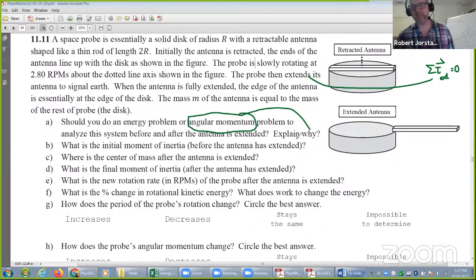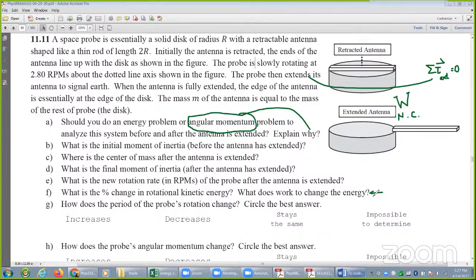Now, it's not obvious. There's no external work either, but there is non-conservative work. And that's the issue, Gonzalo. There's non-conservative work when you extend this out. And I'll explain more about that in a minute when we get down here. I address that down here. Gonzalo, is that okay? Yeah, that's just not really super obvious to me.